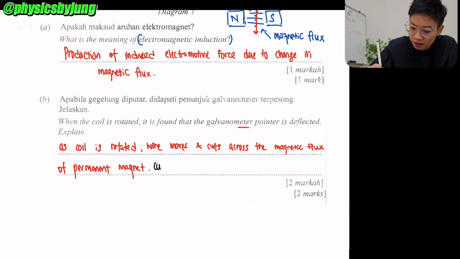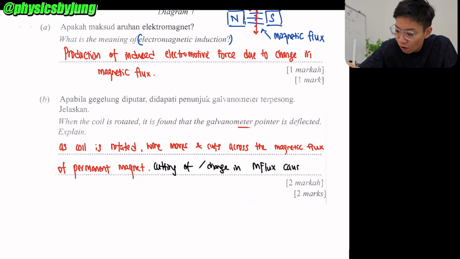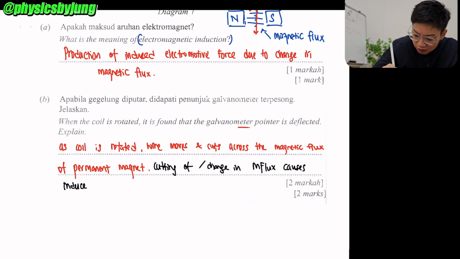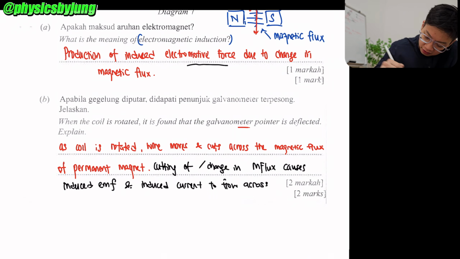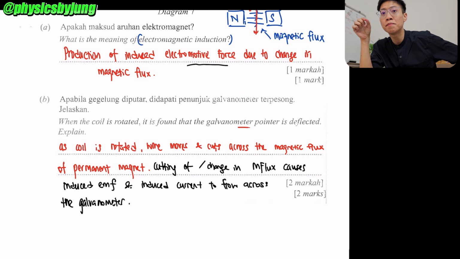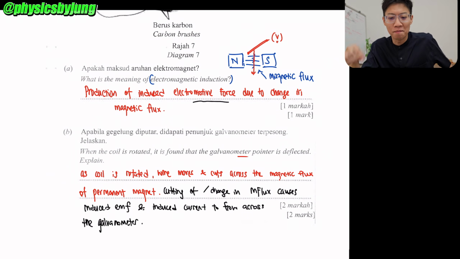Then we can say that the cutting of, or you can say the change in magnetic flux causes induced EMF, which is your electromotive force, and induced current to flow across where? Across the galvanometer. Okay, so you have to tell me it flows across the galvanometer, then the galvanometer will deflect, right? Correct. So yeah, very important. Okay, so you get 3 marks. You tell me the definition, then you tell me the 2 marks on that.